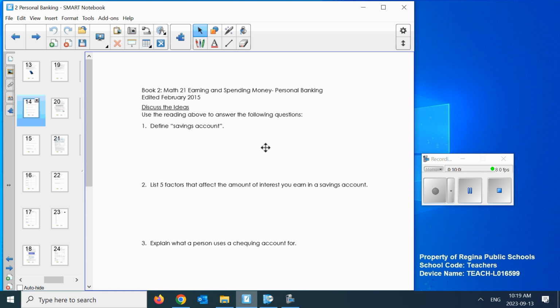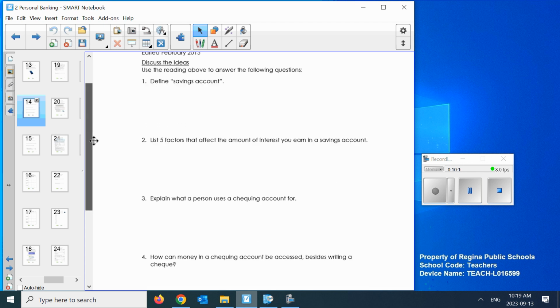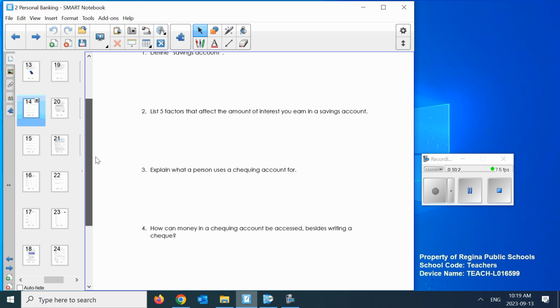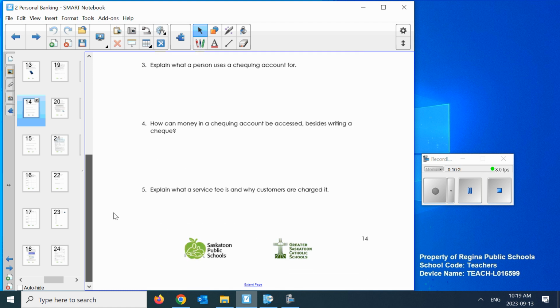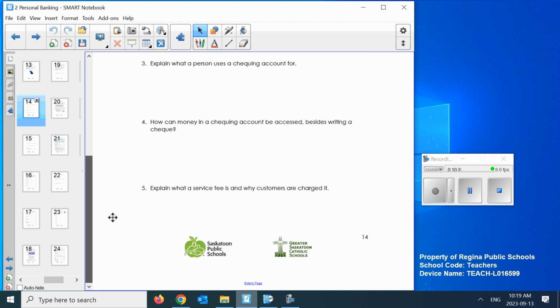I want you to finish up the stuff from page 9 and then talk about this stuff. Savings accounts, you're going to write things in here. This isn't numbers math. Five factors that affect the interest. You're going to zip back and read a little. Explain what a person uses a checking account for, paying bills and so on. How can money in a checking account be accessed besides writing a check? It was listed. You can use a bank machine. You can transfer things to companies that you need to pay online. Explain what a service fee is and why customers are charged.